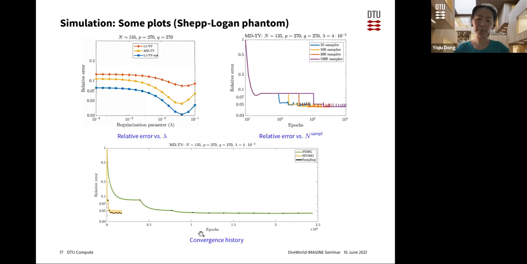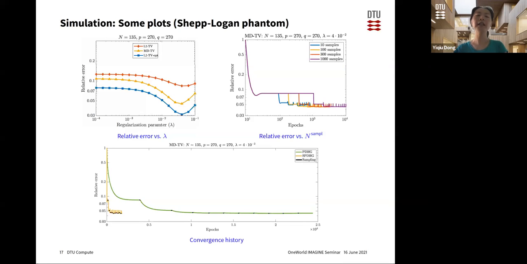And here we compare epochs. One epoch means one multiplication of a forward or adjoint operator with x. Another thing we can see is this is the best scenario. And here is the result of our method. There's still room between them, so there's still room to improve.